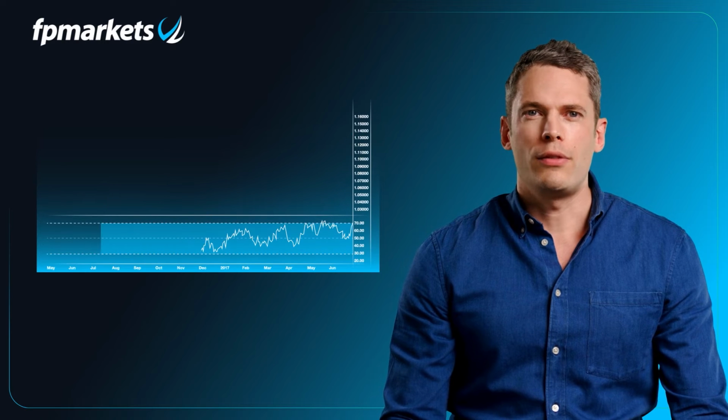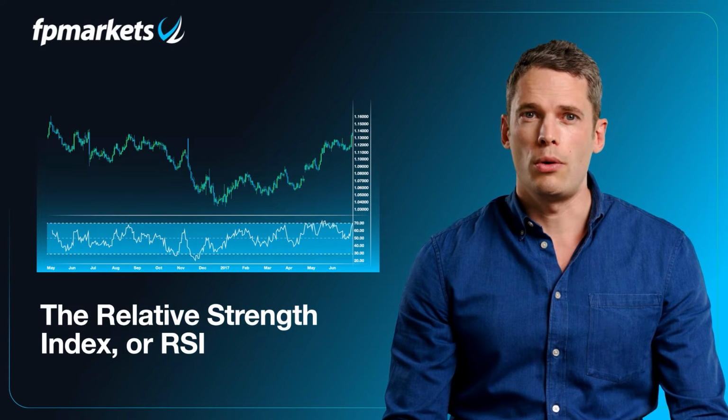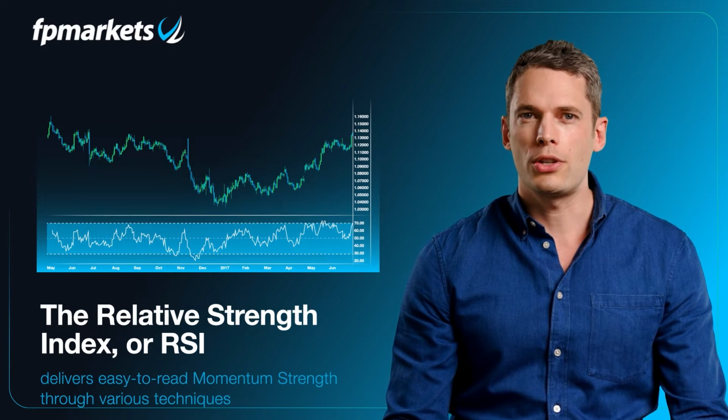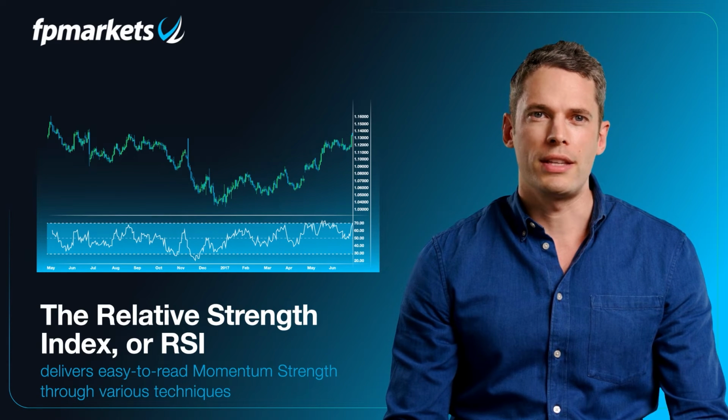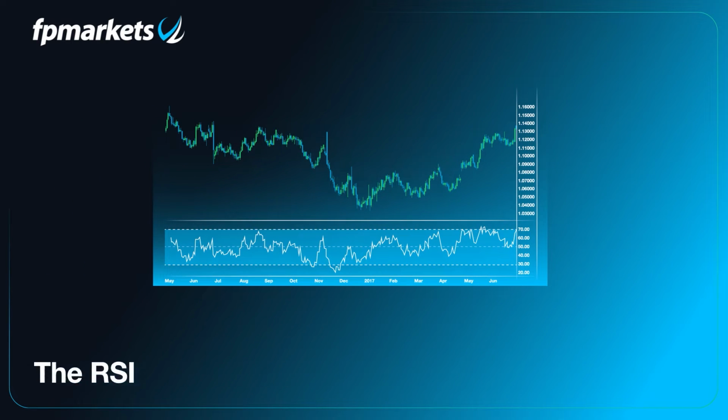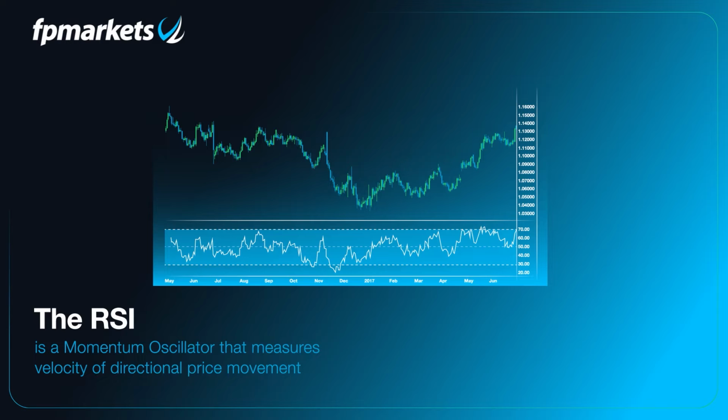While traders can view momentum change on charts, the Relative Strength Index, or more commonly referred to as RSI, does a superb job of delivering easy-to-read momentum strength through various techniques. Developed by J. Wells Wilder, the RSI is a momentum oscillator that measures the velocity of directional price movement, displayed by way of a value that oscillates between 0 and 100.